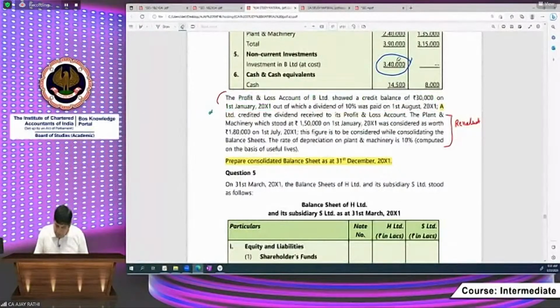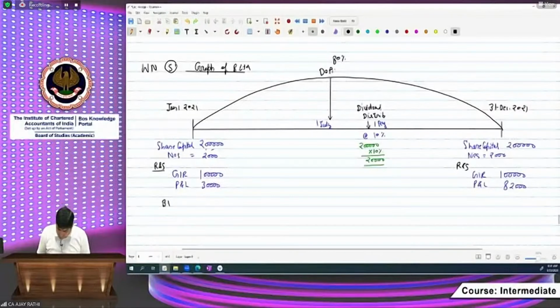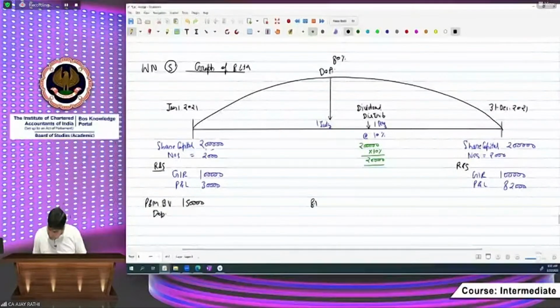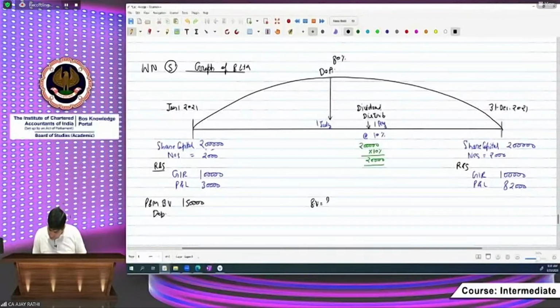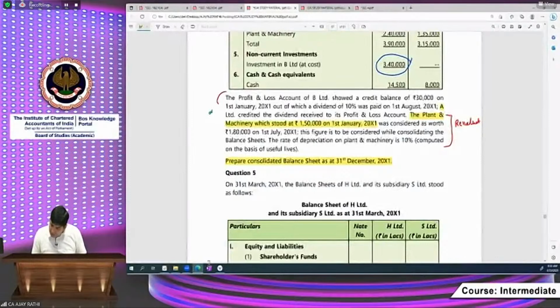Please focus on that. See, the question says the plant and machinery which stood at 1,50,000 at 1/4/2021. It means here is the book value. That is the book value of plant and machinery, 1,50,000 at this date. And you know, the depreciation rate is also being told. We have to calculate the book value here, and then compare it with the market value which is already given. See, the question says it was considered as worth rupees 180 on 1st July.